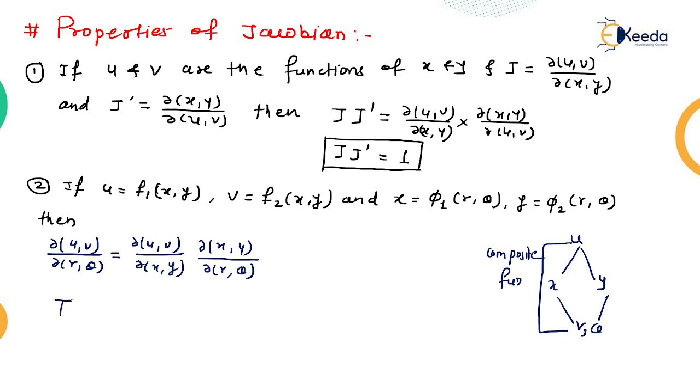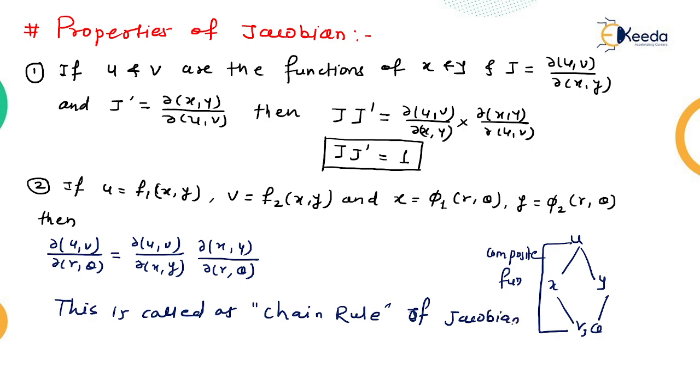This is called the chain rule of Jacobian. I hope you understand this point. So what is the first property? J into J dash equals 1. And what is the second property? That is all about the chain rule.